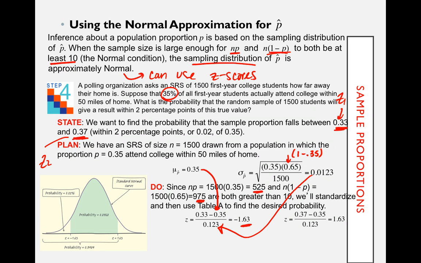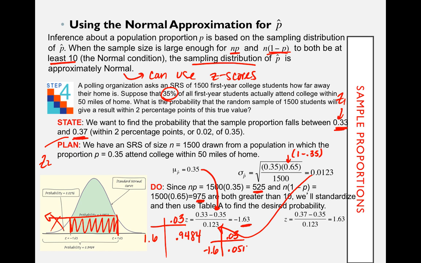If you're using Table A, if I look up 1.6, where it intersects with 0.03, that area to the left is going to be 0.9484. But that is everything to the left. And I only want this green shaded region here that I'm now overlapping in red between the two. So again, if I'm using the table, I have to then get rid of this area to the left of negative 1.63. So then I also go to the table, negative 1.6, where it intersects with 0.03. That is the 0.0516.